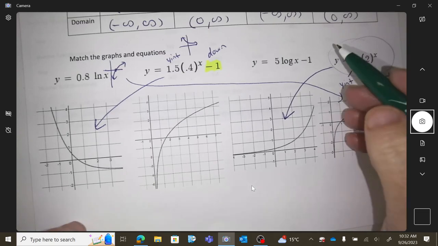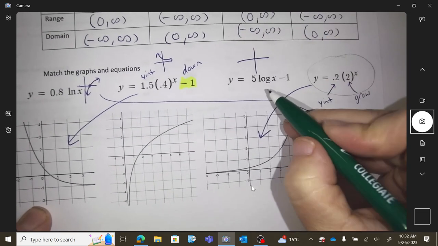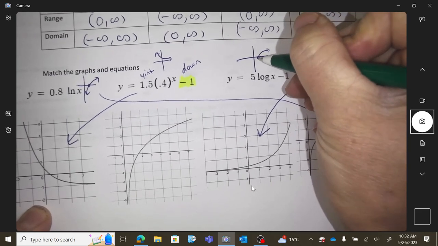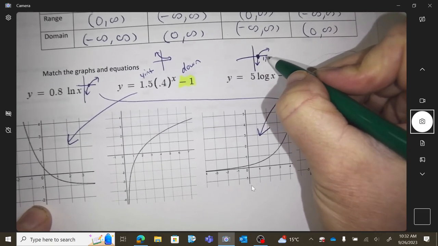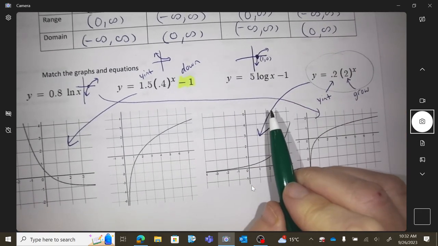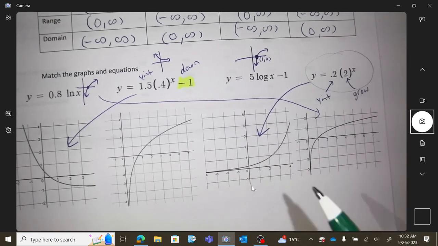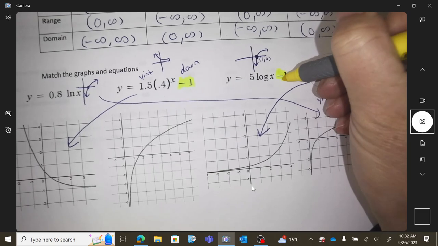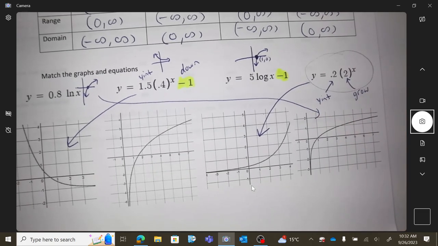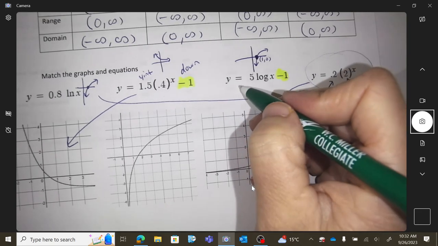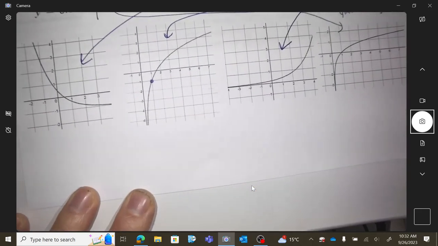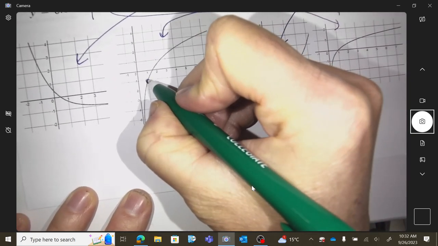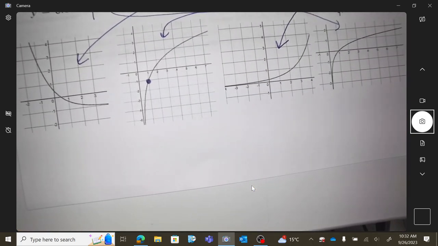Okay, and then this last one. So 5 log would look like that. This intercept would have been at 1, 0. Right, that's the log. But then again, that coordinate would have got shifted down one. So then what shape would it match? I'm picking the second one. So there you can see, this one's a little tricky. There's my intercept there. Just got moved down one.